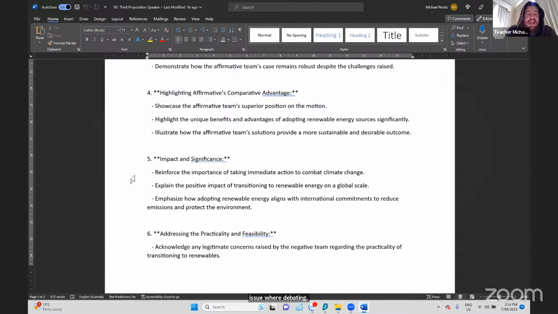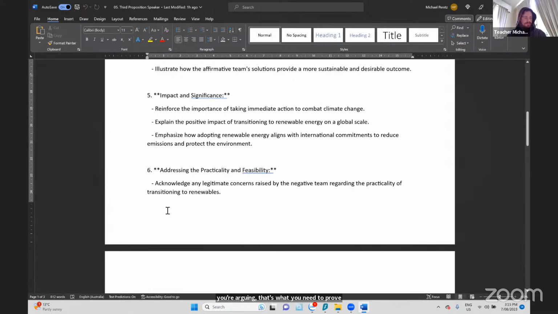And we need to really emphasize how adopting renewable energy aligns with international commitments to reduce emissions and protect the environment. So again, we're just talking about on as big a scale as possible, how will agreeing with the motion and adopting actions to agree with the motion affect the planet? How will that affect your local community? How will that affect your country? Whatever scale you're arguing on, that's what you need to prove.